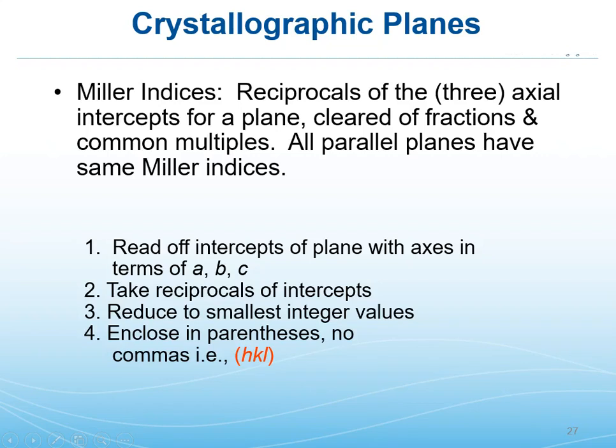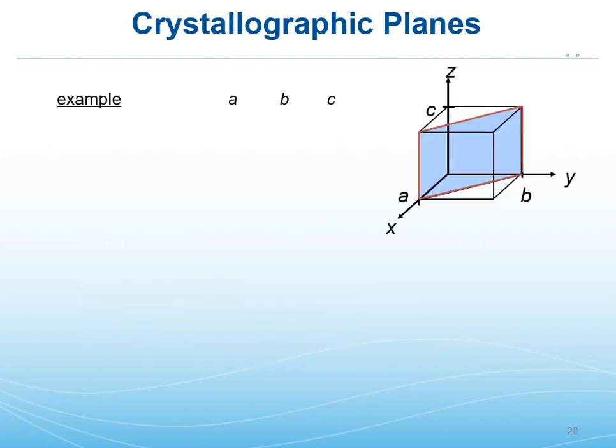The notation here is parentheses, no commas. So if you see commas, you're looking at a point. If you see square brackets, you're looking at a vector direction. And if you see parentheses with no commas, you're looking at a plane. And the same convention holds with a bar. If it's a negative intercept, you use a line over the top.